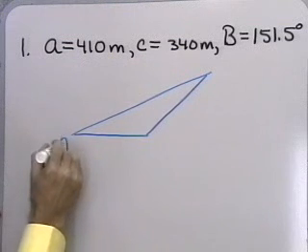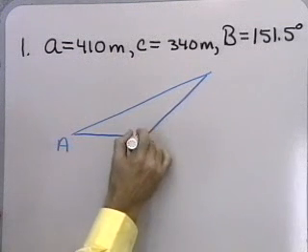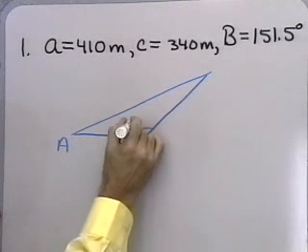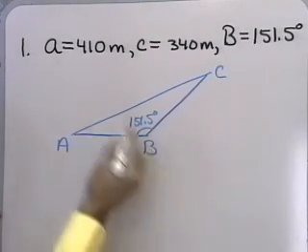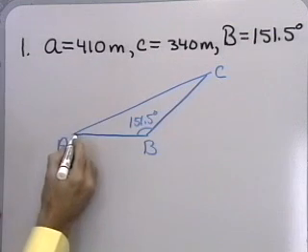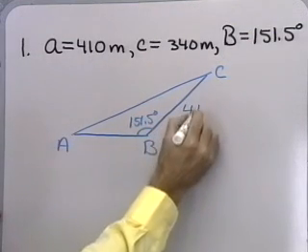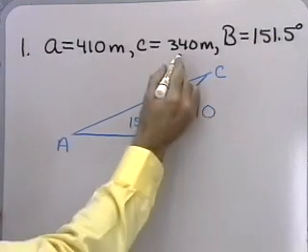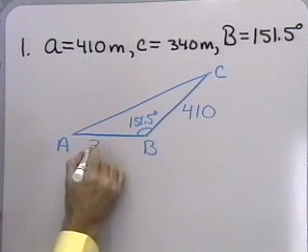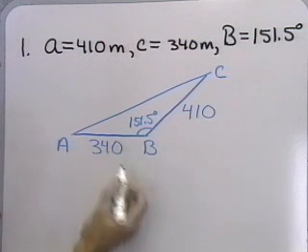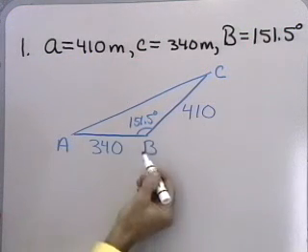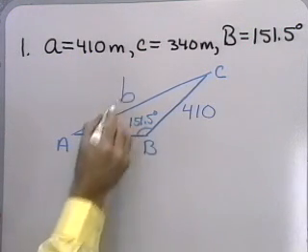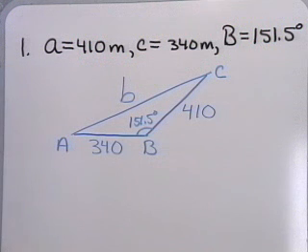So here is angle A, angle B I have here, and it is 151.5 degrees. And there's angle C. Now side A, which is opposite angle A, is 410. Side C, which is opposite angle C, is 340. So I have here a side, an angle, and a side in this triangle given to me. That will allow me by the law of cosines to solve for side B.